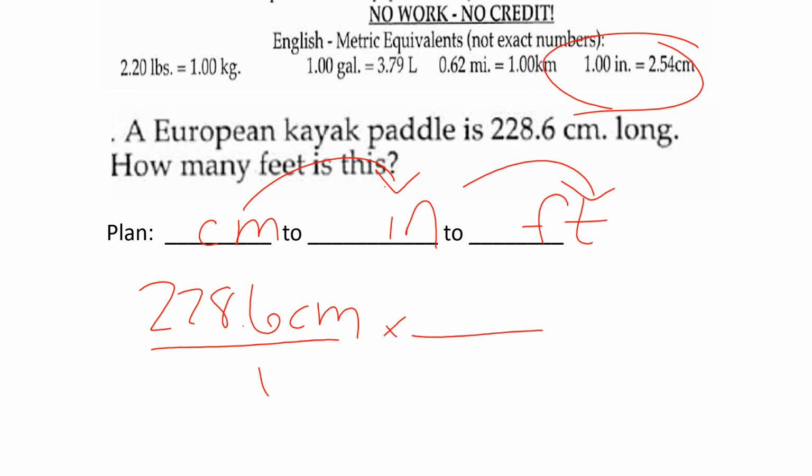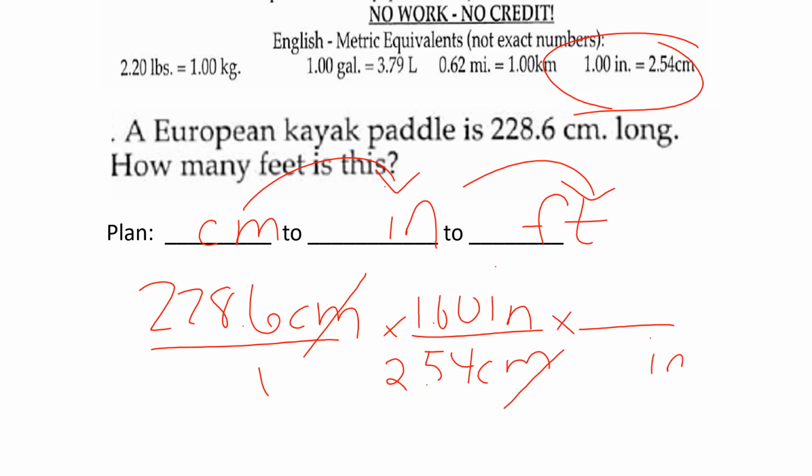So we'll go centimeters to inches. And again, I cannot emphasize this enough. Put your units in first and then put your numbers in second. Centimeters will cancel. And then you go from inches into feet. 1 foot has 12 inches. The inches cancel. 228.6 divided by 2.54 divided by 12, you get 7.5 feet.